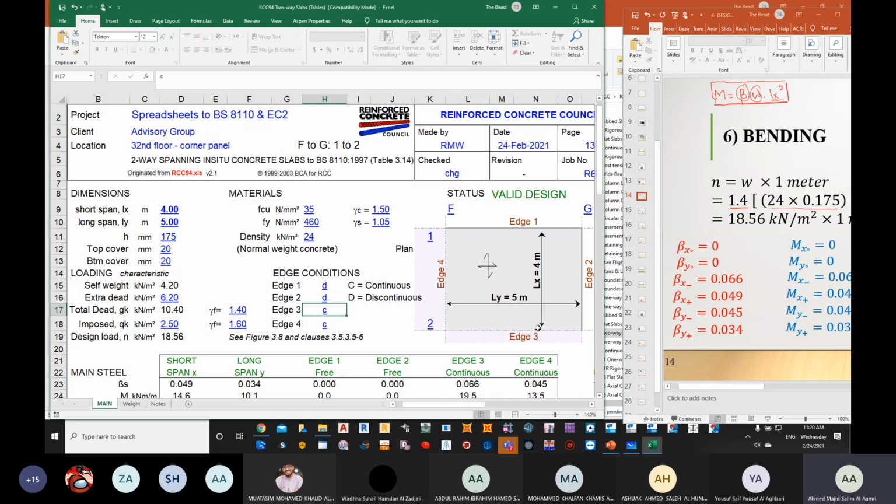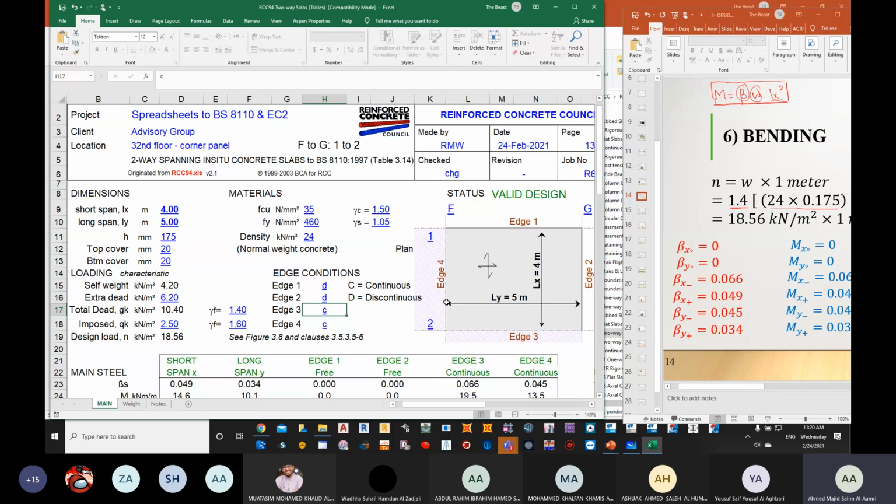For edge number 3, you can see that there is continuity since there is a slab. Now, is it going to be x positive or negative? Since it's at the support, it's going to be negative. So edge number 3 corresponds to x negative because it's touching x at the support. So x negative, for edge number 3 we have 0.066. Now going for y, you can see that if you extend it, it will touch edge number 2 and edge number 4.